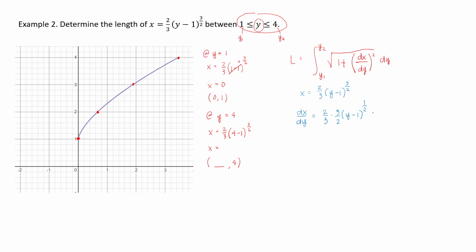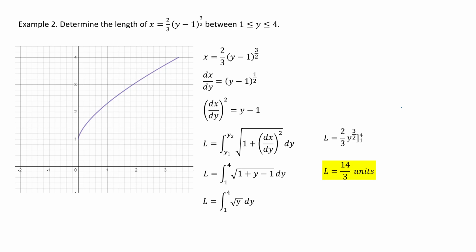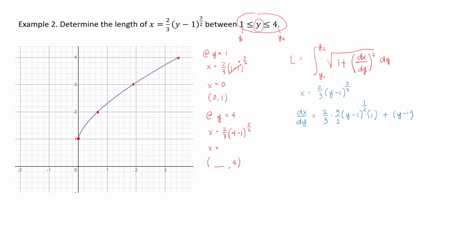Then differentiate what's inside the parenthesis. So the derivative of y minus 1 is just equal to 1. Then the derivative of 2/3 is 0. So normally it's cancelled out, right? So this one is also cancelled out. So what's left is just (y minus 1) to the power of 1 half. Okay, so that would be for dx over dy.